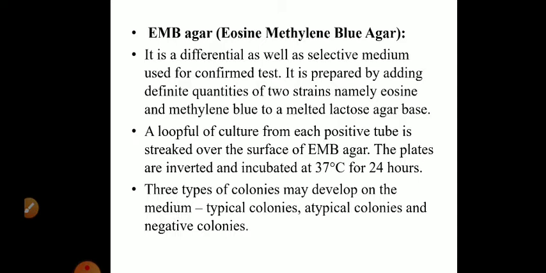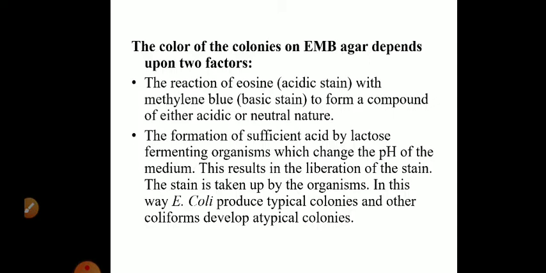When we inoculate it with the culture, 3 different types of colonies are obtained. Typical purple dark centered colonies, with or without metallic sheen, are produced by fecal coliforms. Atypical colonies, pink in color and opaque, are produced by non-fecal coliforms, rather coliforms only, and negative colonies are produced by non-coliform bacteria.